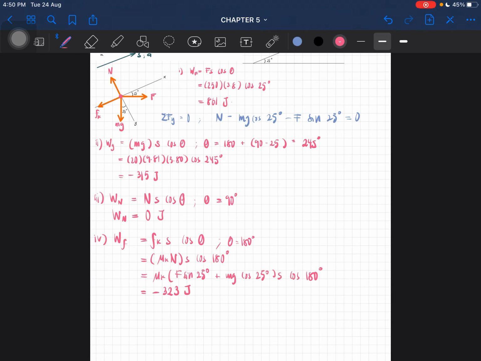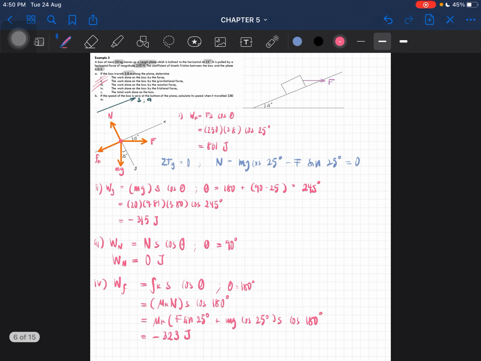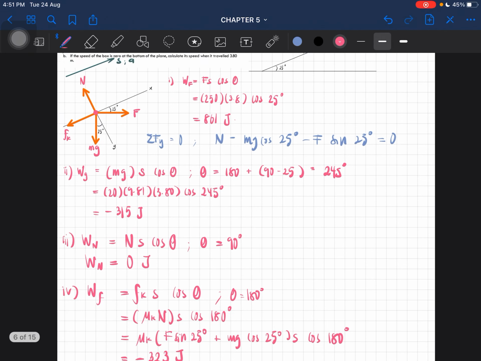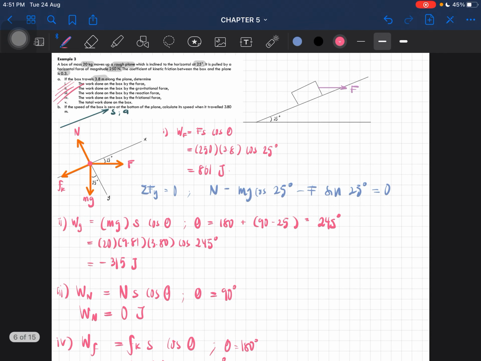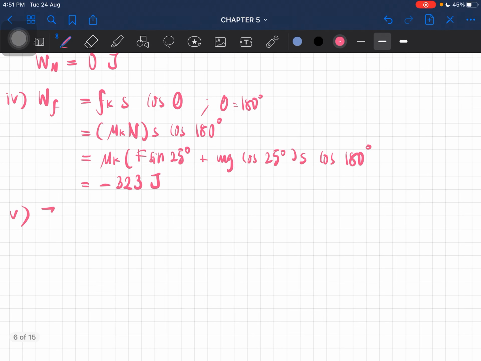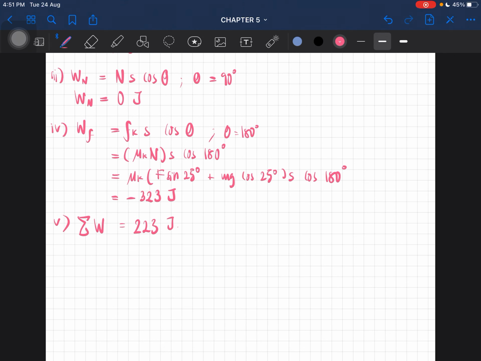Now number 5. Yes, last question for calculation, I think. For number 5, we have to find the total work done on the box. The total work done is just the addition of all the ones that we've calculated just now. So adding them, you'll then get 223 joules. That's the end for work done.